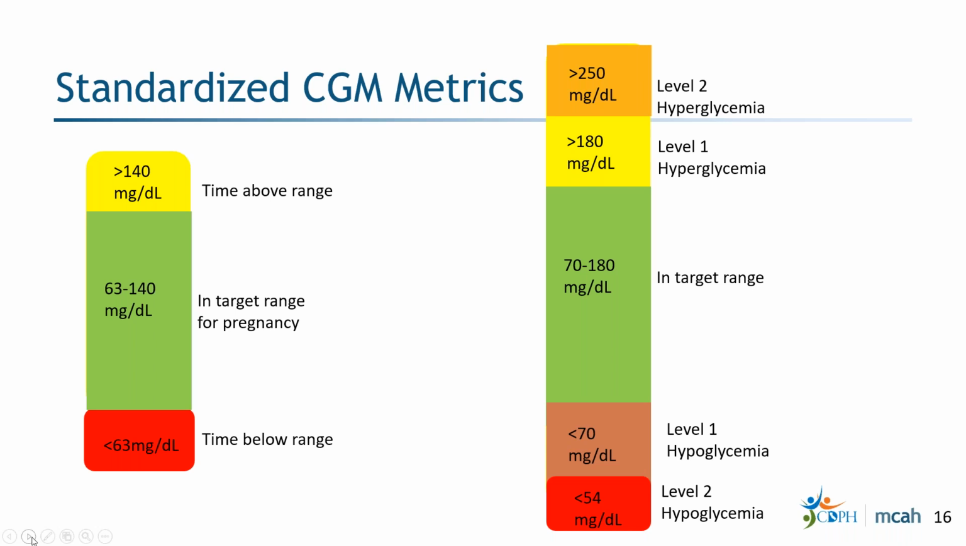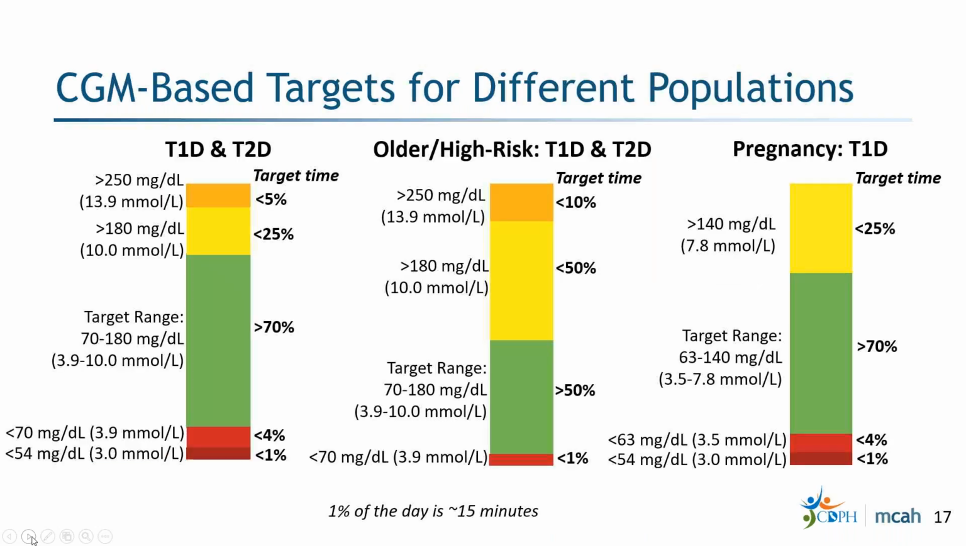For completeness, I wanted to include what the target ranges are for people that are not pregnant, which is 70 to 180. And then it is split up into level 1 and level 2 hypoglycemia and hyperglycemia when it's under 70 and when it's over 180.